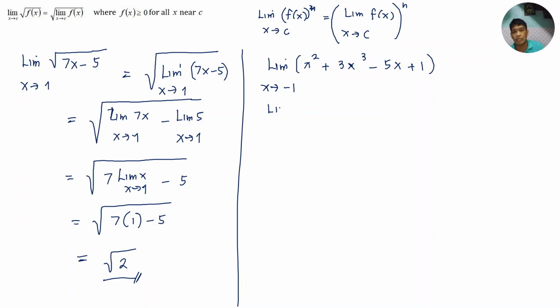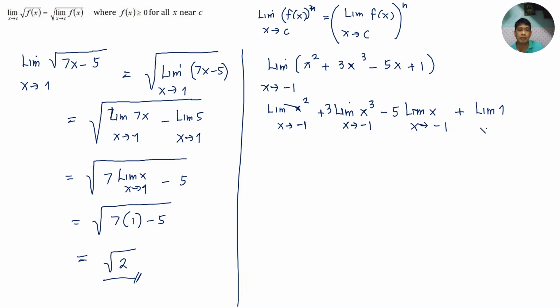So let's try it. The limit of x squared as x approaches negative 1 plus the limit of 3x cubed. So I will just put the x cubed here as x approaches negative 1, then I will put the 3 outside by applying theorem number 3. And then since 5 is a constant, I can put that outside. The limit as x approaches negative 1 plus, of course, the limit of 1 as x approaches 1.